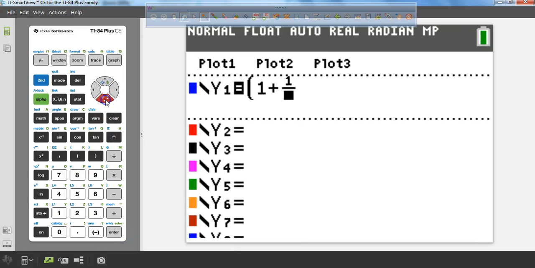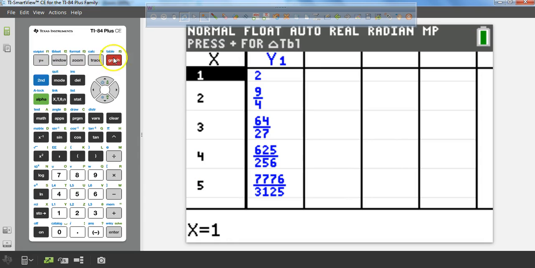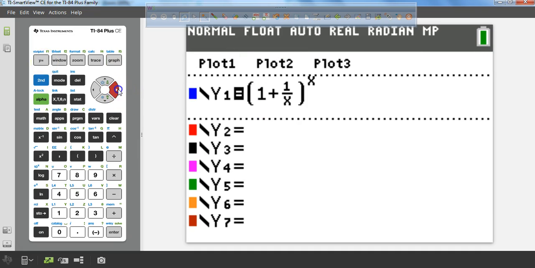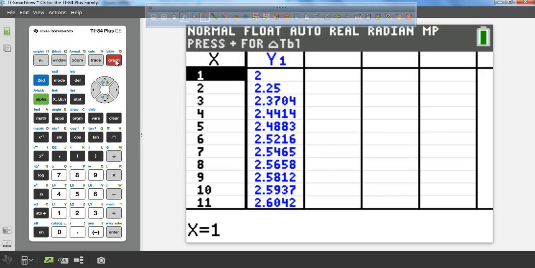1 over x raised to the power of x. And then I'm going to hit second table. Except what we need to do is make it a fraction so you can see it better. So I'm going to delete this. There we go. 1 divided by x. Close parentheses. This will make it easier for you to understand. There we go. Now check this out.